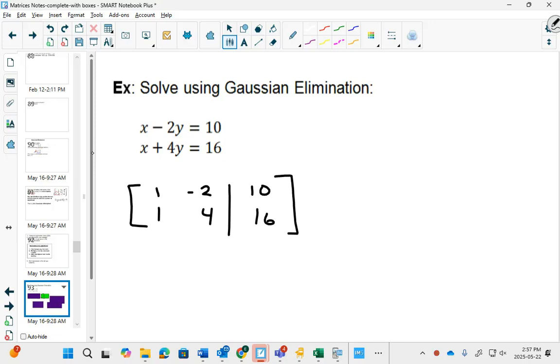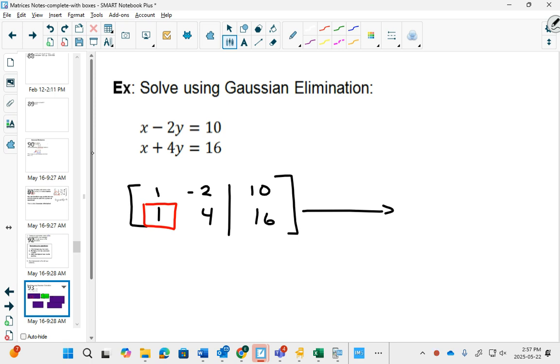Our goal is to change this to a 0. So this is how I like to show my row operations.